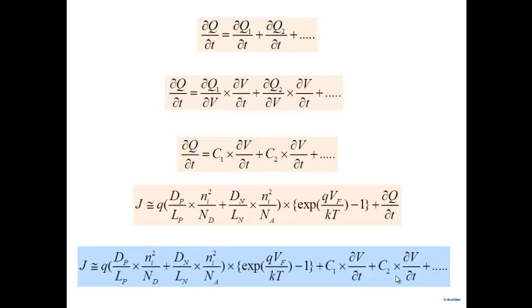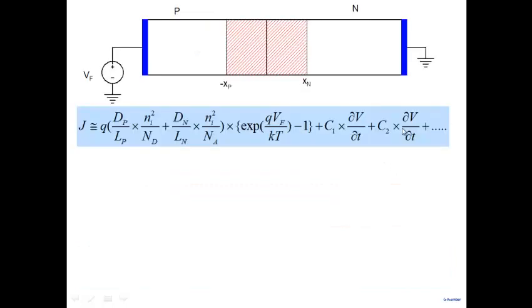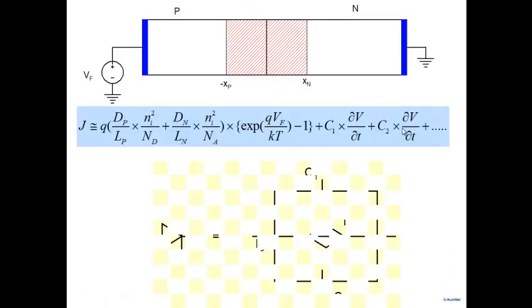So the whole thing boils down to identifying the charges Q1, Q2, and so on and so forth, taking the derivative and writing what the capacitances C1 and C2 and so on and so forth are. Okay. All right. So that's what we need to do.